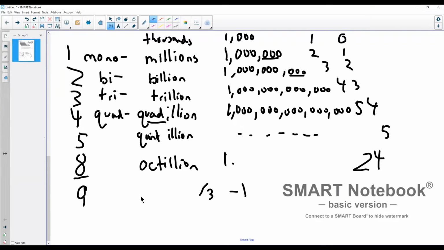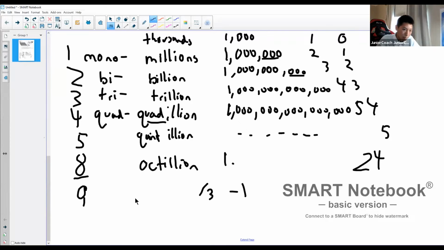Now, do you know what 9 is? Anyone know? All right. So 9 is actually nonillion. And believe it or not, we can go even higher. After 10, we have decillion. And then from decillion, we actually get decimal. From DEC, this prefix, we get decimal.